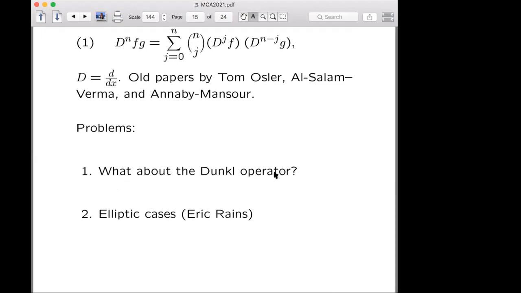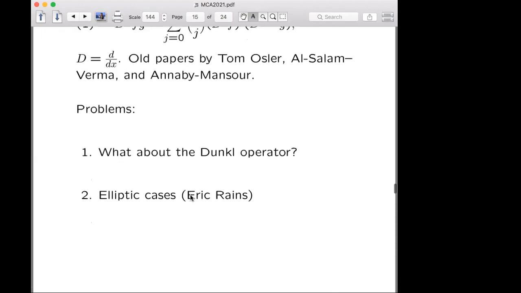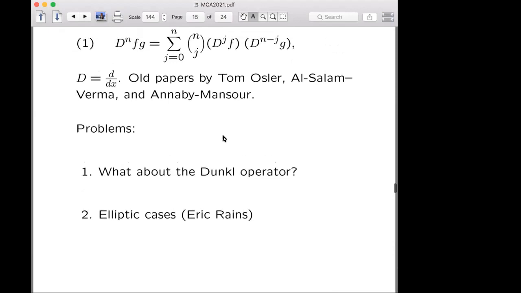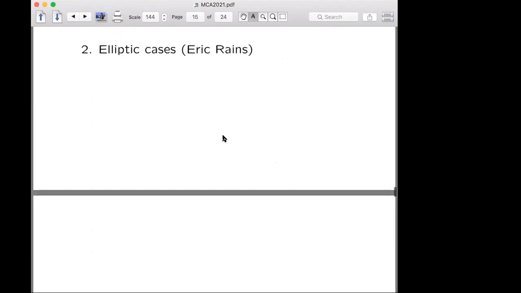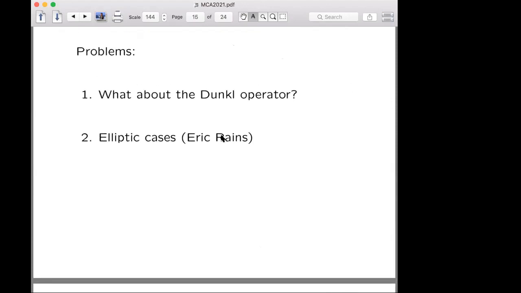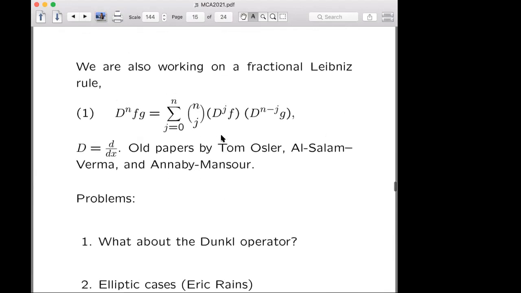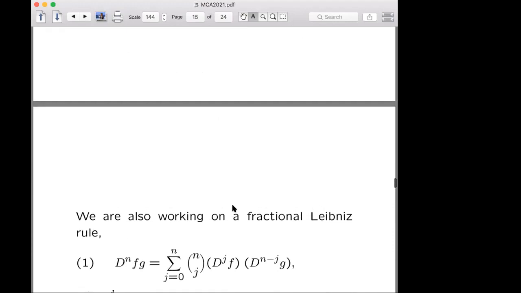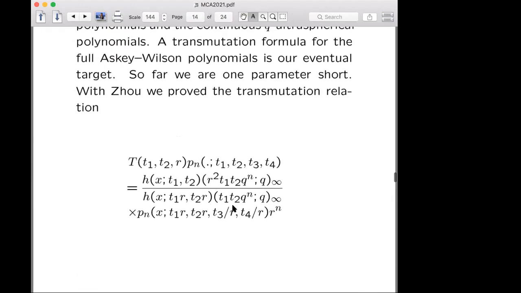Another thing we're keeping in mind to do is about the Dunkl operators or elliptic cases, like the kind of things that Eric Rains is looking at. Again, this is very early in the development, and we don't know how far it will get. So this is where things are, and as you see, the story is still unfolding. There are quite a few things that we don't know.